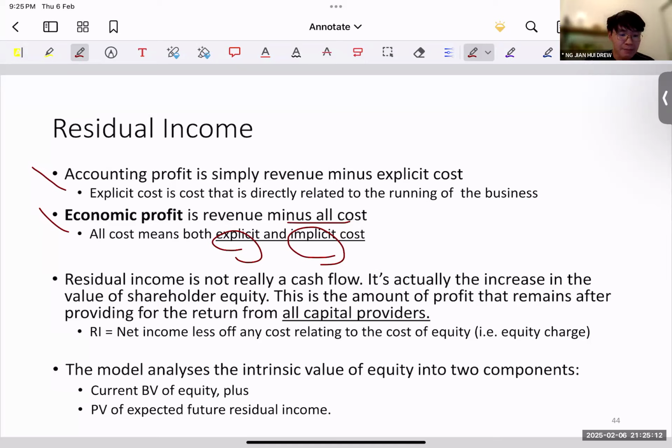So residual income is not really a cash flow concept. It's actually just an increase in the shareholders' equity, right? Because you're looking at the cost of equity and then what's the current equity that the firm has.